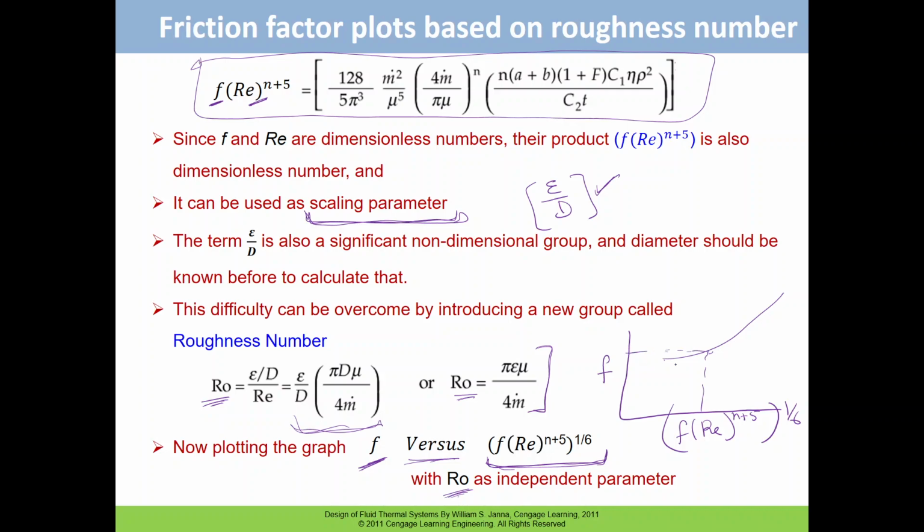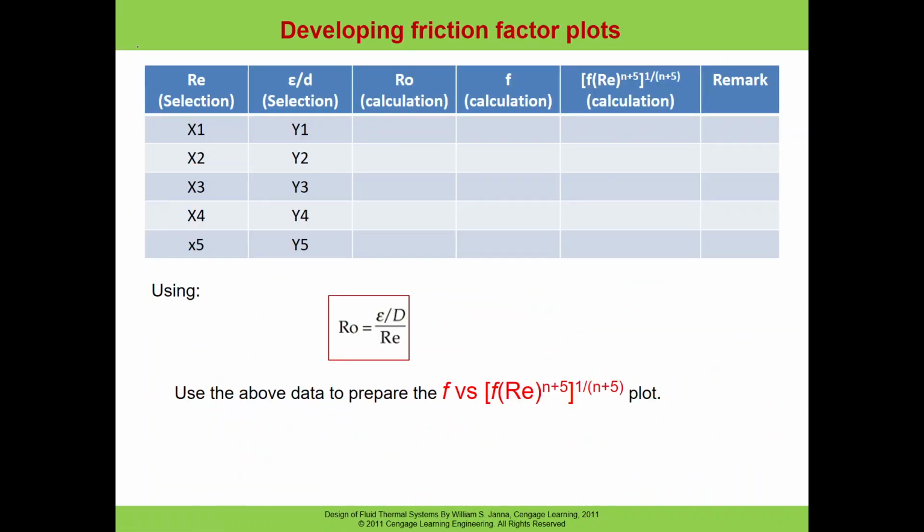So we need to draw the curve. How can we draw the curve, right? That we will see here. Let's say that you choose any value of Re, any random value of Re in the turbulent regime. Then you choose any value of epsilon over d.